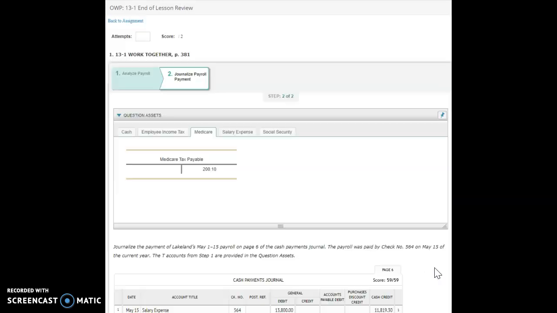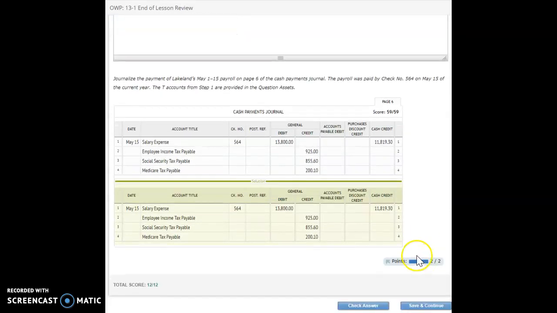So I'll grade final step and double check here. If you had put Medicare tax here accidentally first, it shouldn't count it wrong, but if something happens that way, just send me an email or let me know. Okay, then you can go on to the on your own and application.